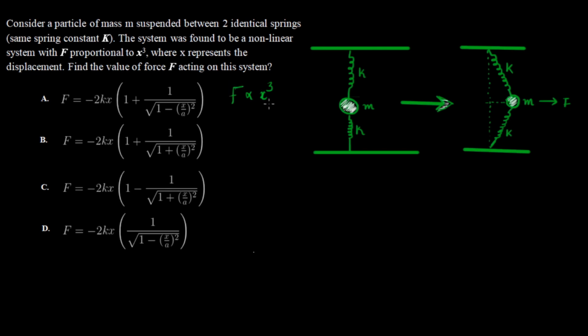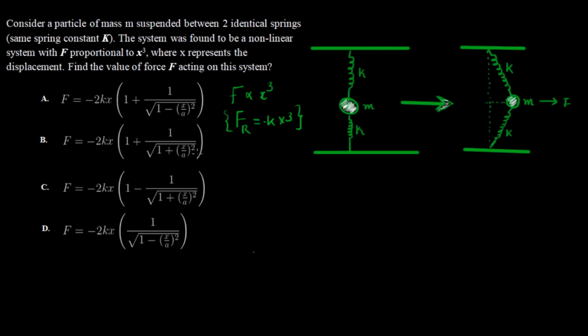So what it tells is that we have to check which option gives something like minus kx cubed, right? Because the restoring force is in the direction opposite to the applied force, right? So we have to find the force that is acting on the system. So we do the same expansion technique.